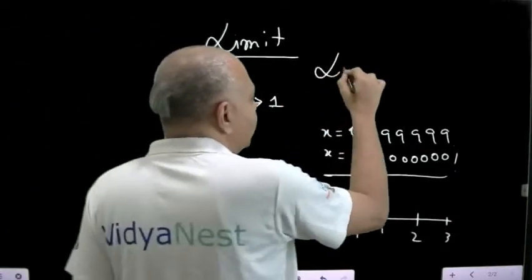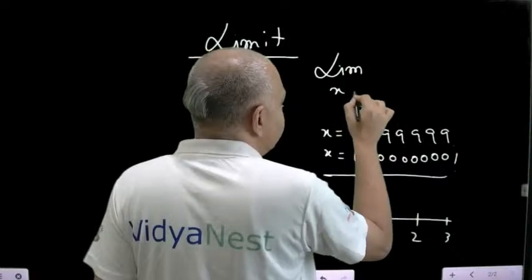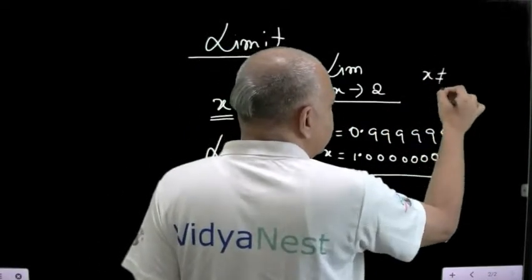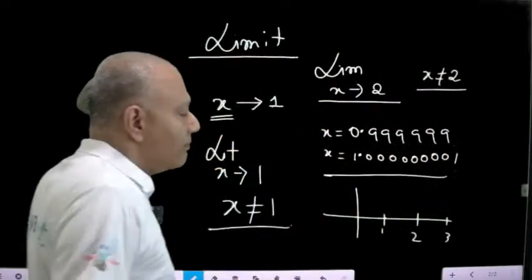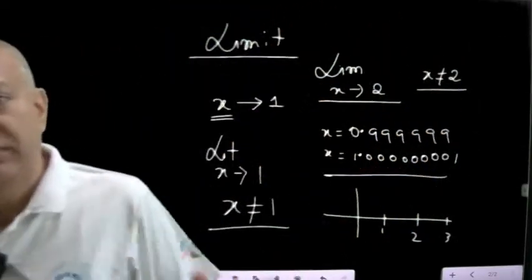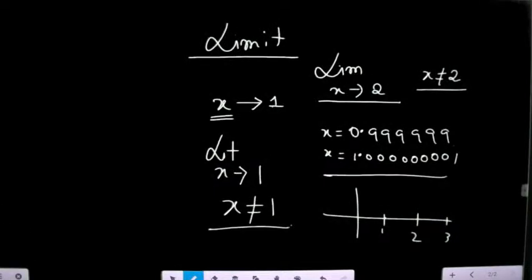Whenever we write limit x tending to 2, we have to understand x cannot become equal to 2. Okay? But the value of the x is extremely nearer to 2. Simple thing. This is the concept of the limit. Bas. I think the limit concept is clear to you.